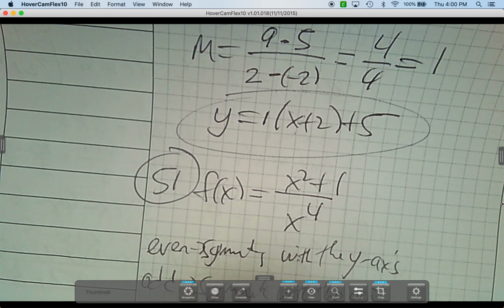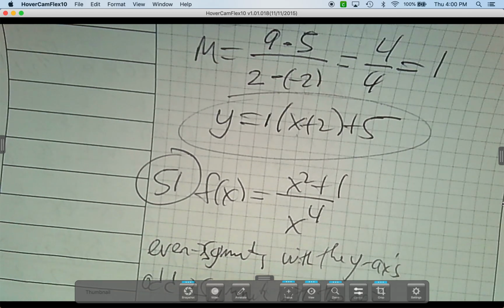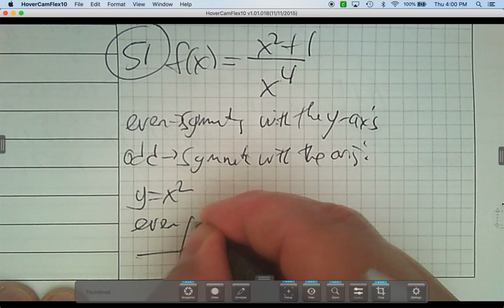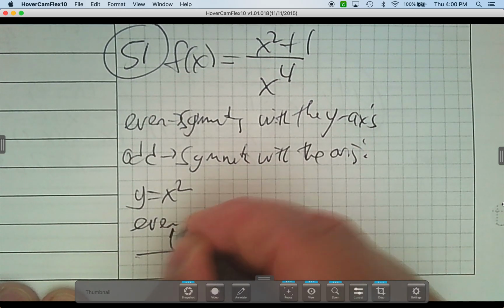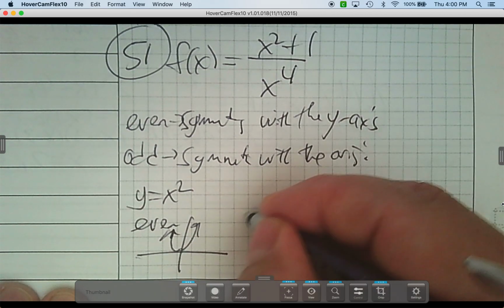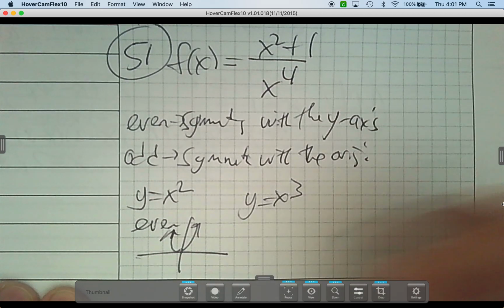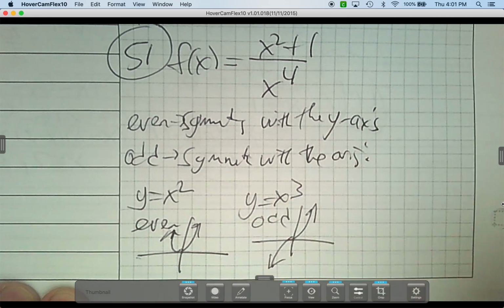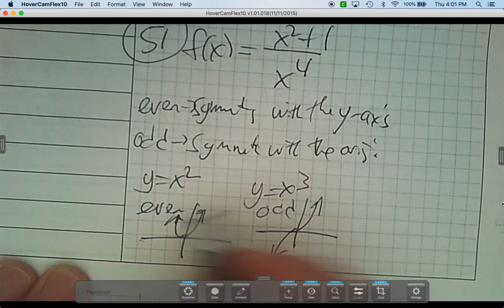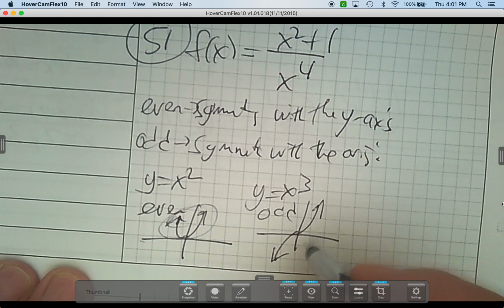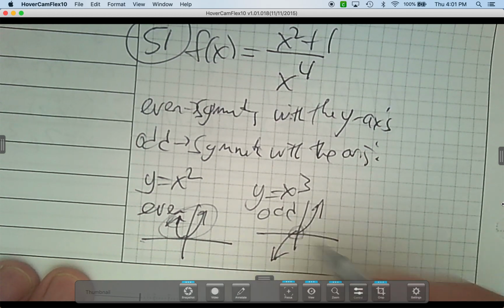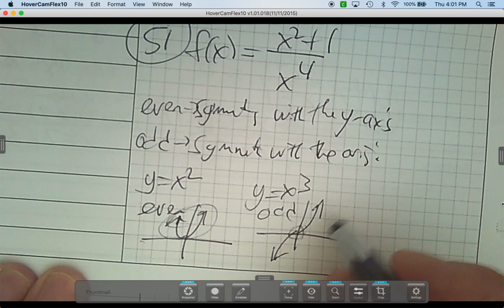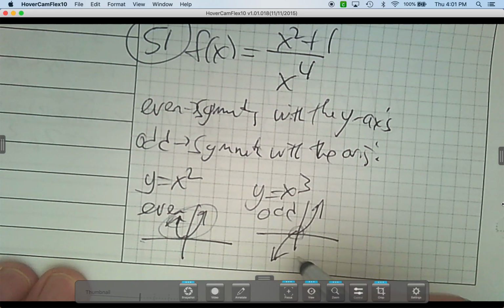Y equals x squared is even. So when you look at the graph of y equals x squared, can you see that a parabola is symmetric around that y-axis? If I said y equals x cubed, that is odd, and a cube function goes up to the right and down to the left. This is considered symmetry with the origin, where the cross coordinates have symmetry.